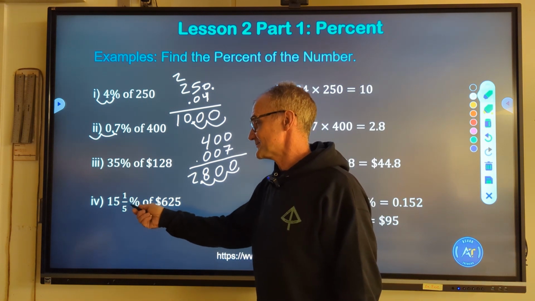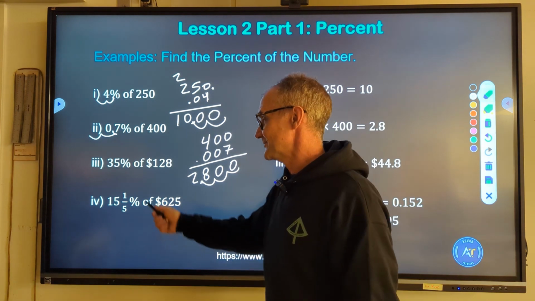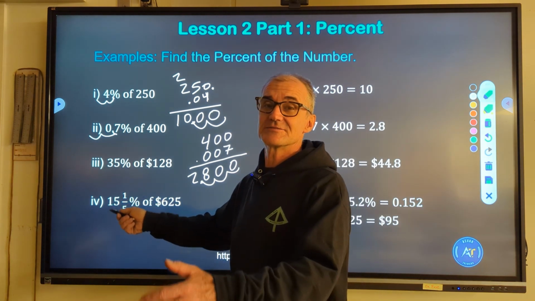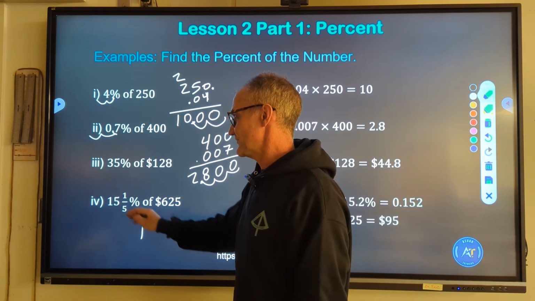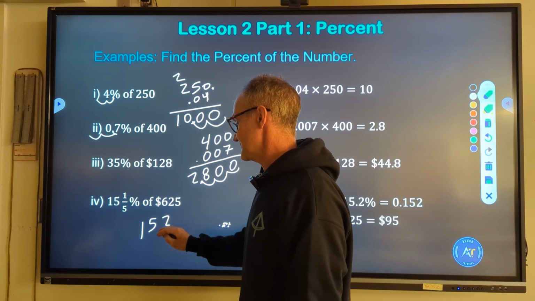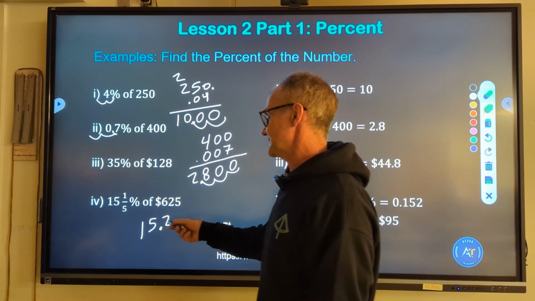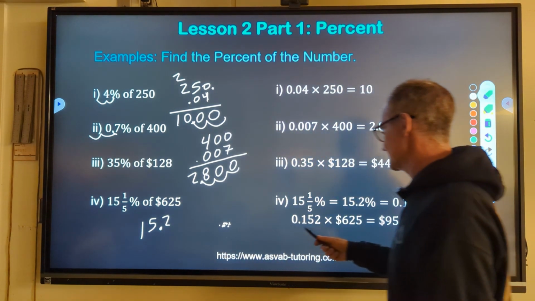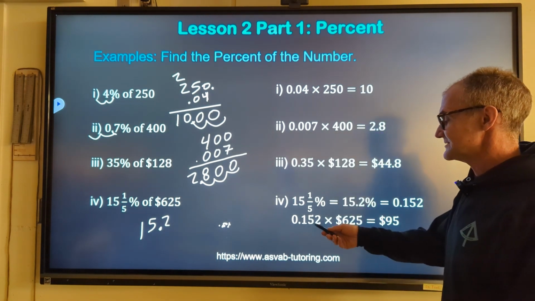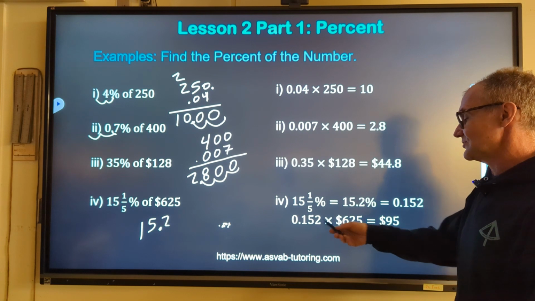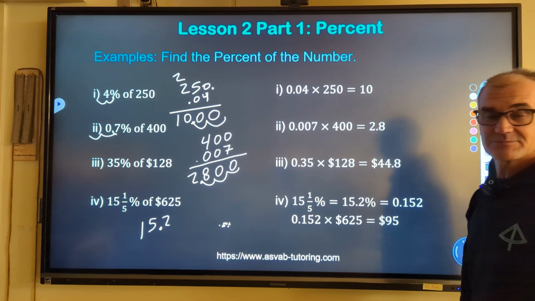Then this is everything combined here, right? I have a fraction as a percent. So first I have to convert that 1/5 into a decimal. 1 over 5 is 10 over 50 or 20 over 100, right? So 1/5 is 0.2. So 15.2% times 625, and that's going to give me $95. And as I think about it, right, 15%, you know, it's going to be less than a quarter. A quarter would be 150, so not quite half of that. So that seems like a ballpark number there.